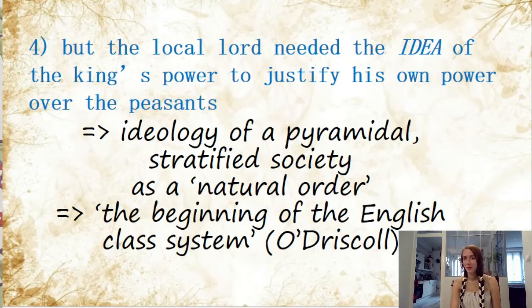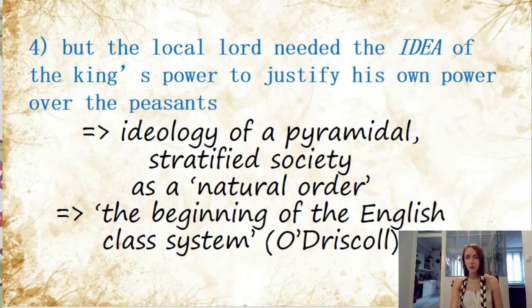That being said, the local lords, even though they could get allegiance from the peasants, still needed the idea of the king's power to justify their own power to the peasants, to justify the power that they held over the peasants. Hence the ideology of a pyramidal, stratified society as a sort of natural order. And basically, this is something that has been referred to by O'Driscoll as the beginning of the English class system.